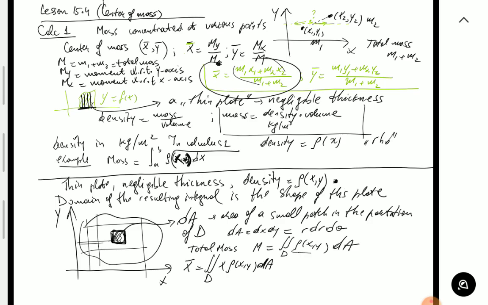So just to be clear, when you multiply the density times the area, that gives me the mass. So for the moment with respect to y, you do the mass times x, right? So how far from the y-axis should you be? The mass times the x-coordinate of that patch.